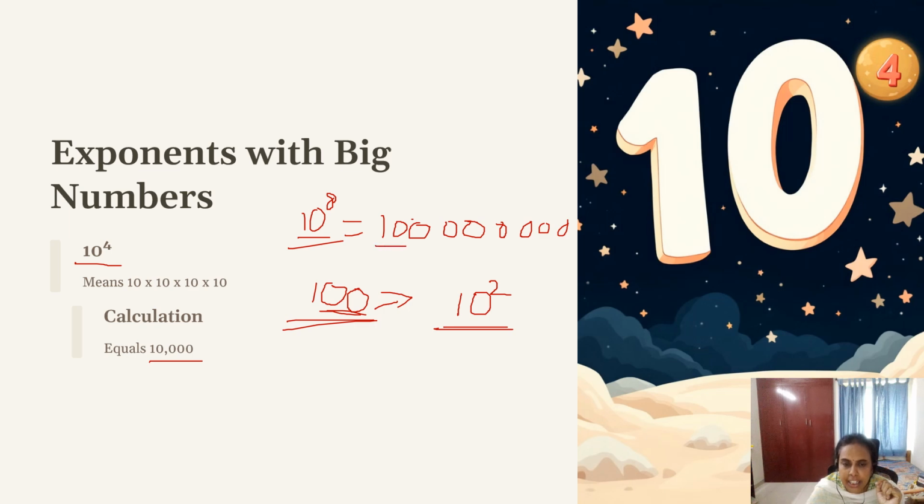So instead of writing this much big number, I can represent it as 10 to the power of 8. Understood? Suppose instead of writing 1 lakh, I can write 10 to the power of 5. Understood? Please say your answer or your opinion in the comment box.